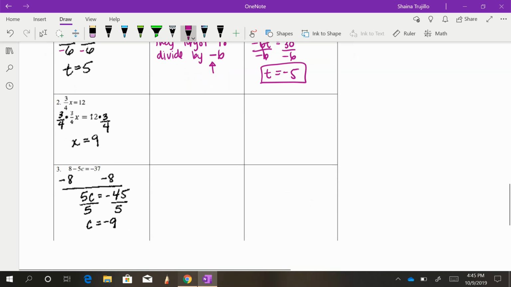Okay, let's go ahead and do the second one. So it looks like they multiplied by 3/4, but if we were to multiply straight across, that would give us 9/16 x, which doesn't clear out the fraction, okay? So instead, they needed to multiply by the reciprocal. So they didn't multiply by the reciprocal.